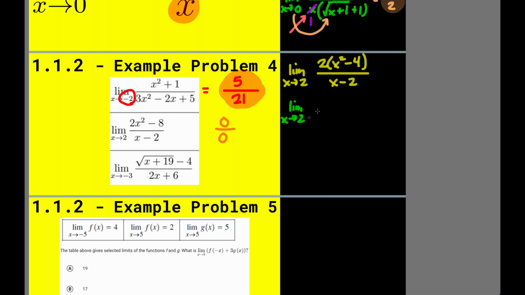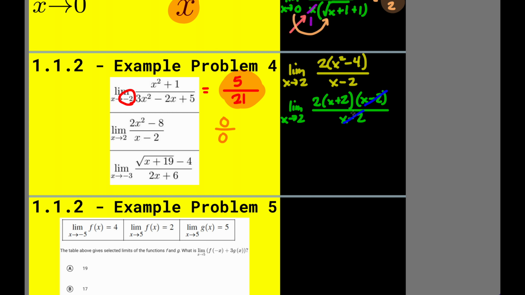X is going to 2 here. Factor out the x squared minus 4 to be x plus 2 and x minus 2. You should recognize how to factor that from quadratics from previous math classes. If not, you are behind in your math. You're going to want to review how to factor quadratics for this course.